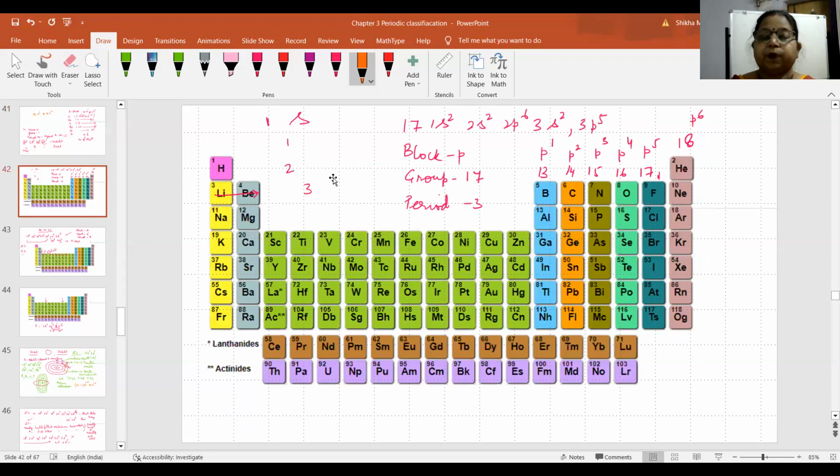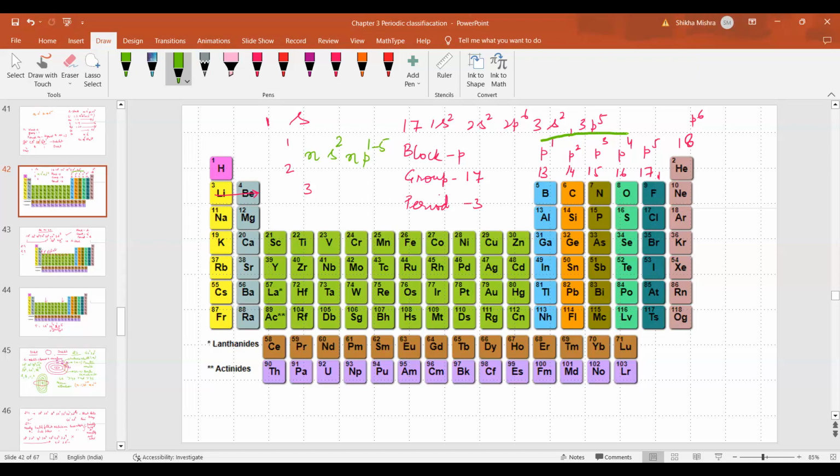Similarly, for p block, we can write it as you can see, 3s2 and 3p5, they both belong to the valence shell because they are having the highest quantum number. So what can be the general electronic configuration for p block element? It has to be ns2 np1 to 5. Is it making sense to all of you or not? Yes, ma'am. Okay.